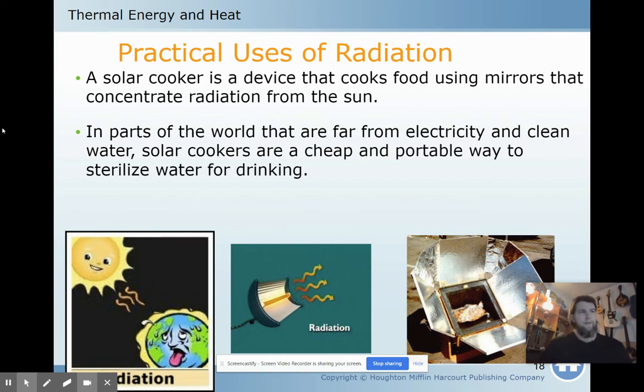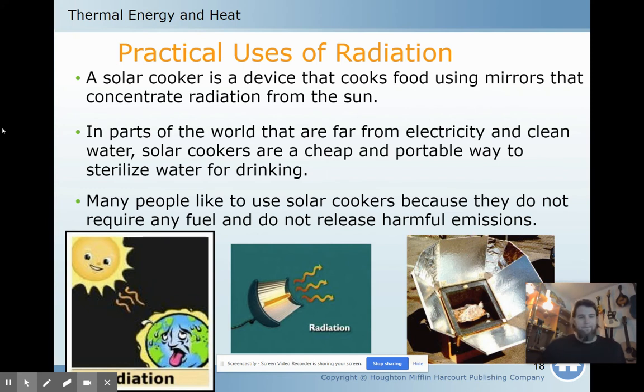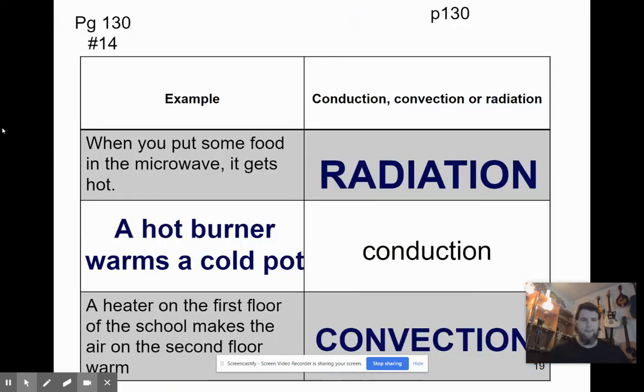An example I used to have my students do when I was a math tutor is we would make little parabolic solar cookers, and then we would cook hot dogs on them right in the middle of the day. It was awesome. So many people like to use those solar cookers because they do not require any fuel and they don't release any harmful emissions. It's really a pure and clean way to cook food or sterilize water just by radiation. And so it's a very important method of transferring heat.